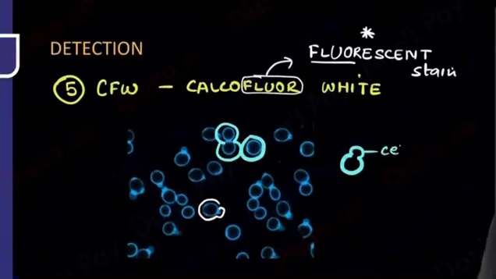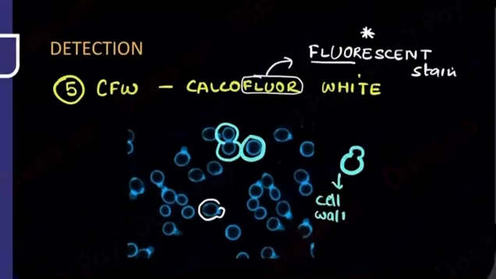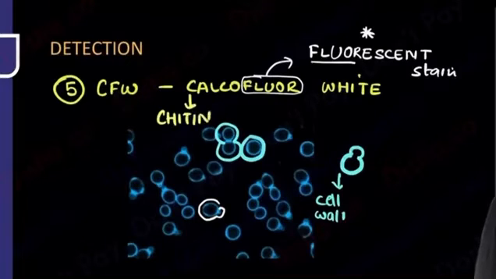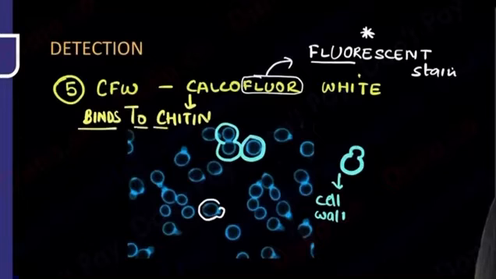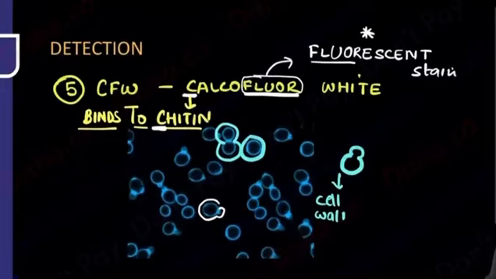Outline means cell wall. And have I already told you what the cell wall is made up of? Go back to the first sentence of this chapter. The cell wall is made up of chitin. So remember, calcofluor white binds to chitin. So now the mnemonic is complete, which means the C of calcofluor will remind you of C of chitin. It binds to chitin, that is only the cell wall part. And the fluor word will remind you of fluorescent stain.